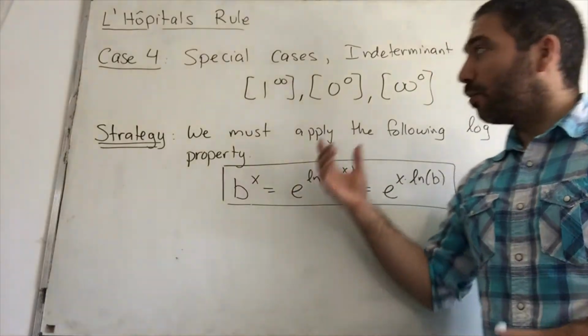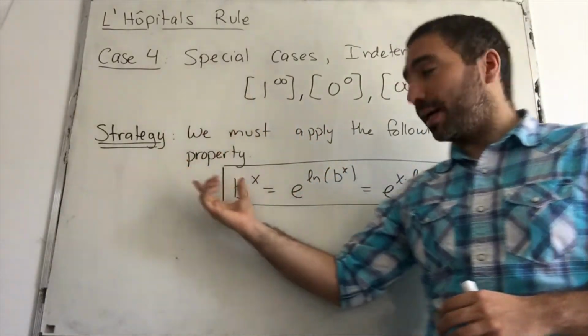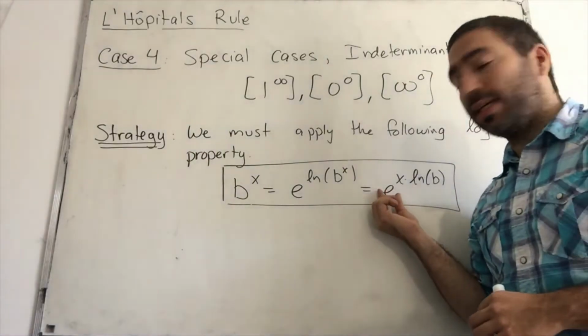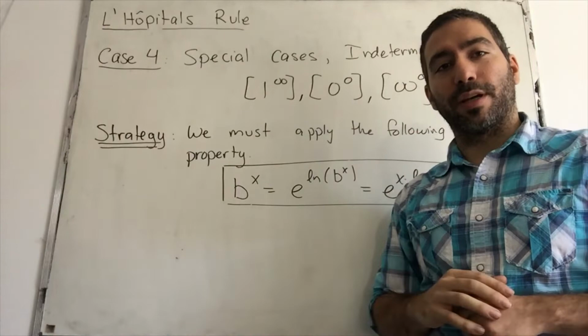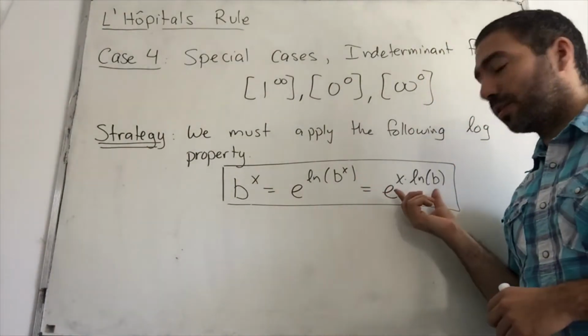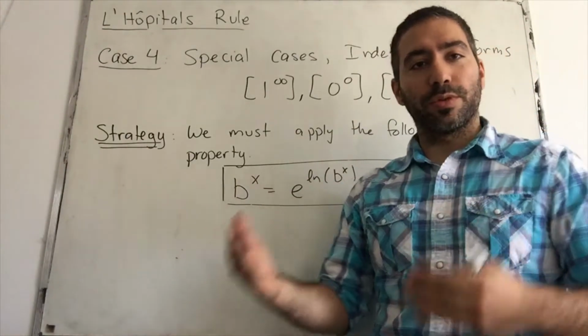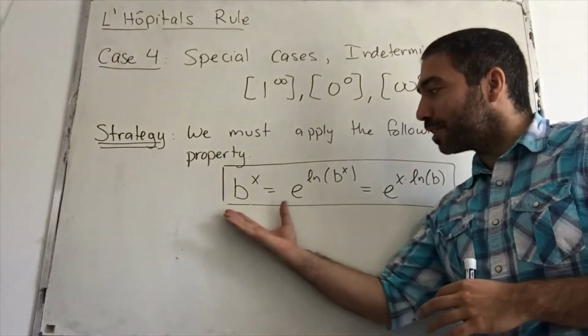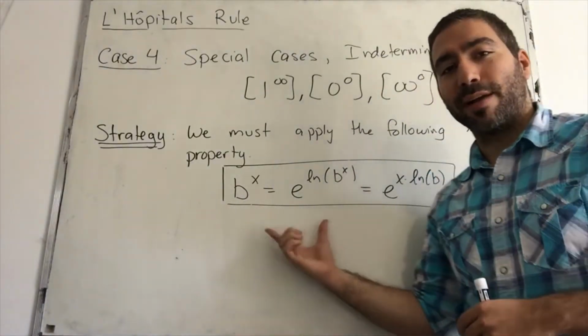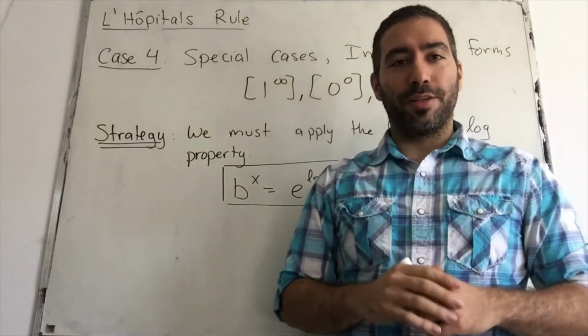Why do we do this? Well, we're going from a case 4, and by jumping into the exponent and ignoring the e, we now have a multiplication, which is a case 2 L'Hopital's rule. So we reduced it from case 4 to case 2, and then from case 2 we'll reduce it down to case 1. So let's take a look at a couple of examples, and make sure you have this property memorized, because we're going to apply it every time we're dealing with a case 4 indeterminate form.